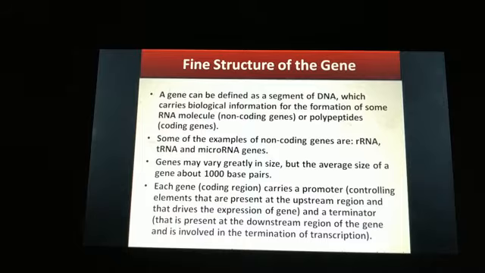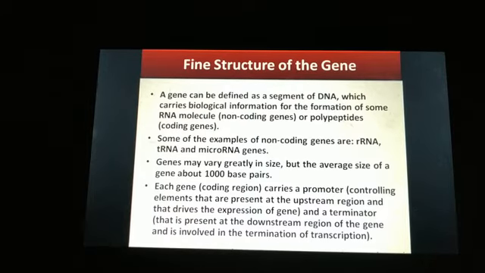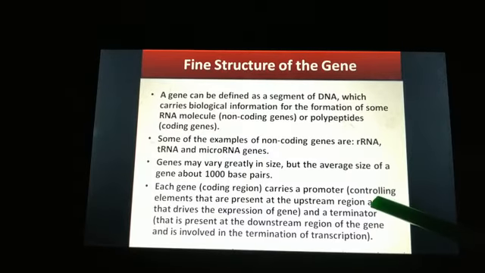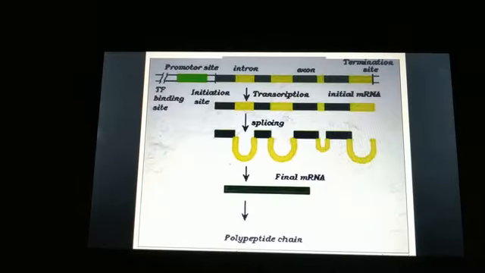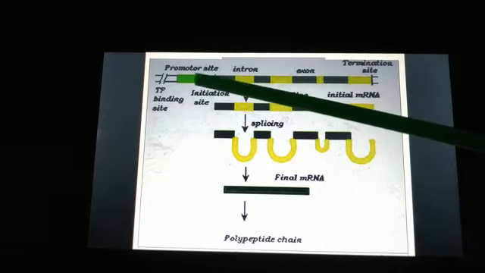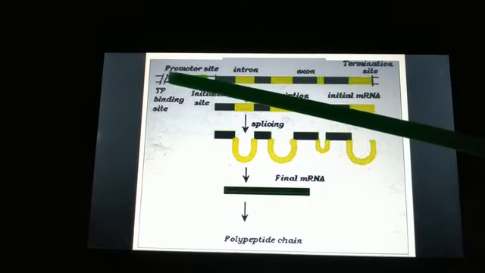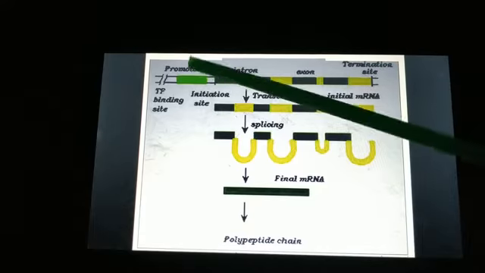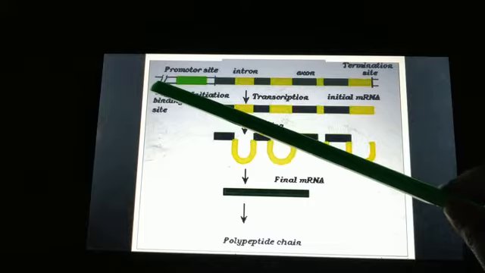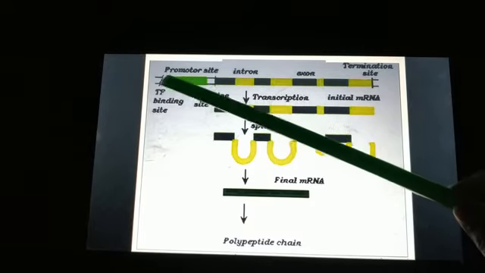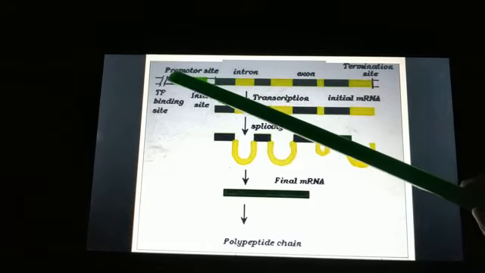Next, each gene coding region carries a promoter. Promoter is the controlling element that is present at the upstream region and that drives the expression of a gene. So suppose this is a gene, this is a segment of a gene, and here the promoter region is this, at the top, at the upstream. So this side is known as upstream, and we also call it the promoter site.